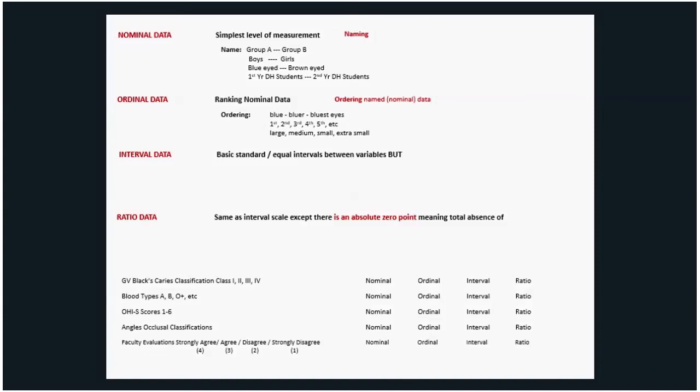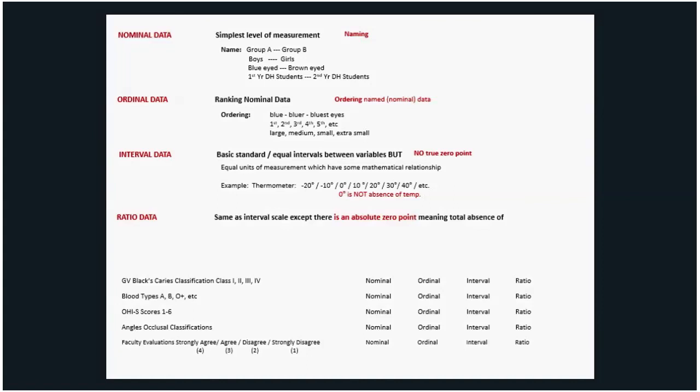So with interval data, this is a basic standard of equal intervals between variables, right? But the thing to remember with interval data is there's no true 0 point. In other words, the easiest way to think about interval data is that there is a mathematical relationship, but there's no true 0 point. The same thing we say for ratio is that there is a mathematical interval scale, except there is an absolute 0 point, meaning a total absence of something.